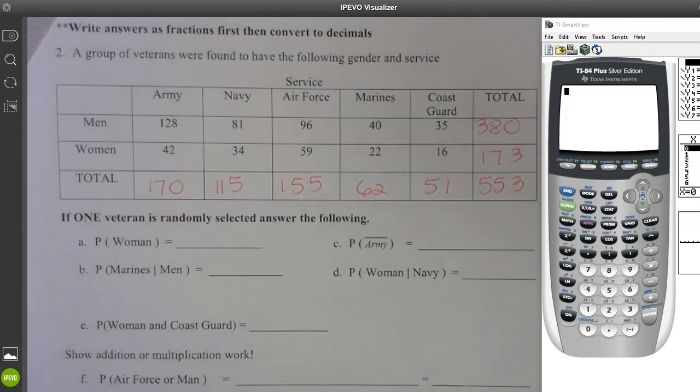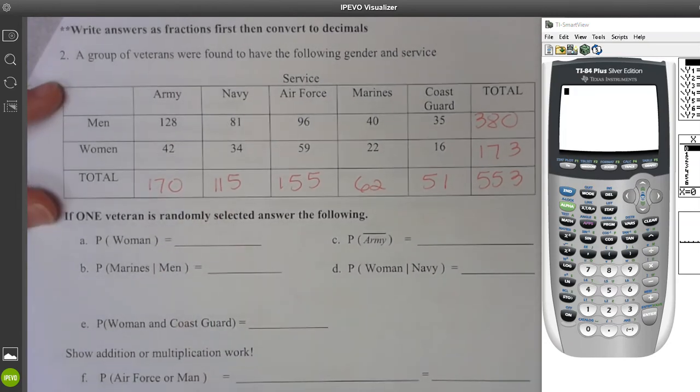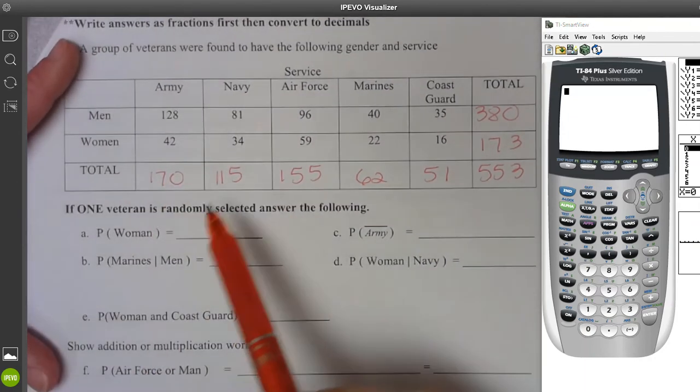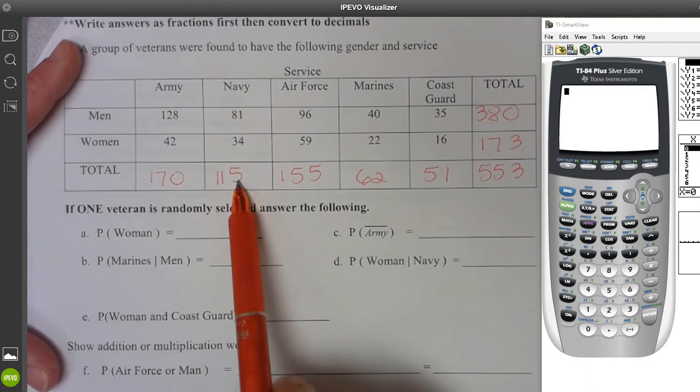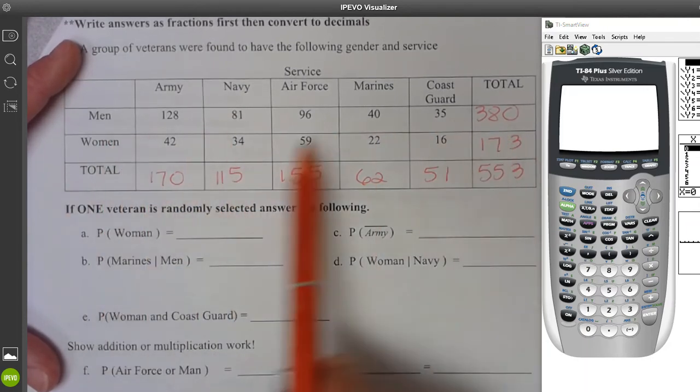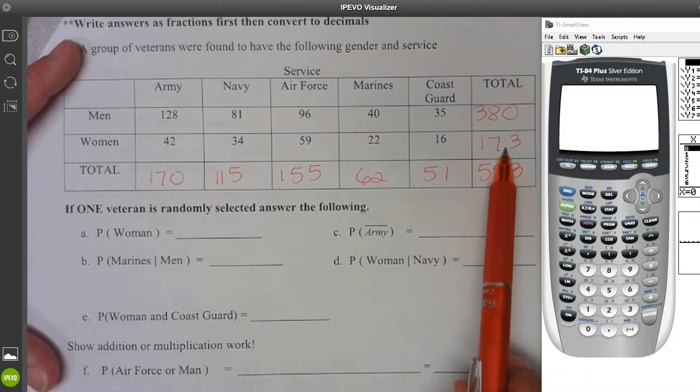Now we're working with problem 2. So we have this chart, and this is all the different military service divisions, and then we have that broken up into men and women. So I went ahead and totaled all this for you. So I totaled all the Army, all the Navy, and then I also totaled it this way. So I totaled up all the men in this group, and I totaled up all the women in this group.